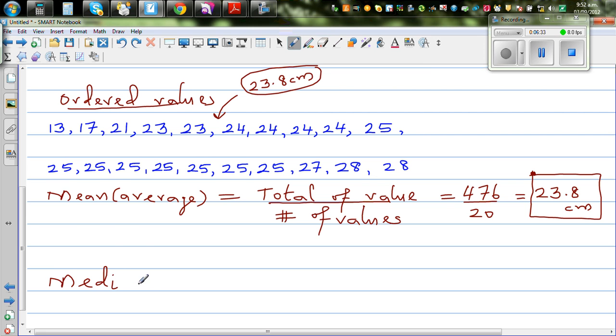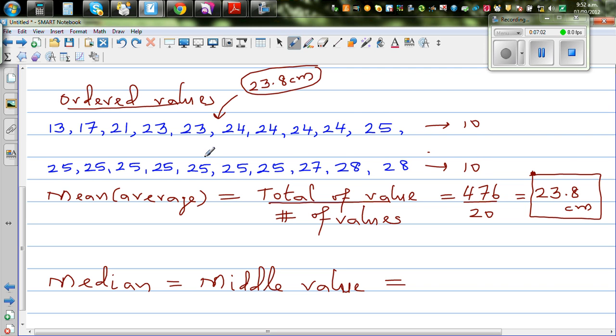There's no formula for median. Median is nothing but the middle value. So you've got 20 values. Can you see I've arranged that this is 10 and this is 10: 1, 2, 3, 4, 5, 6, 7, 8, 9, 10. You've got 10 values in this row and 10 values in the second row.